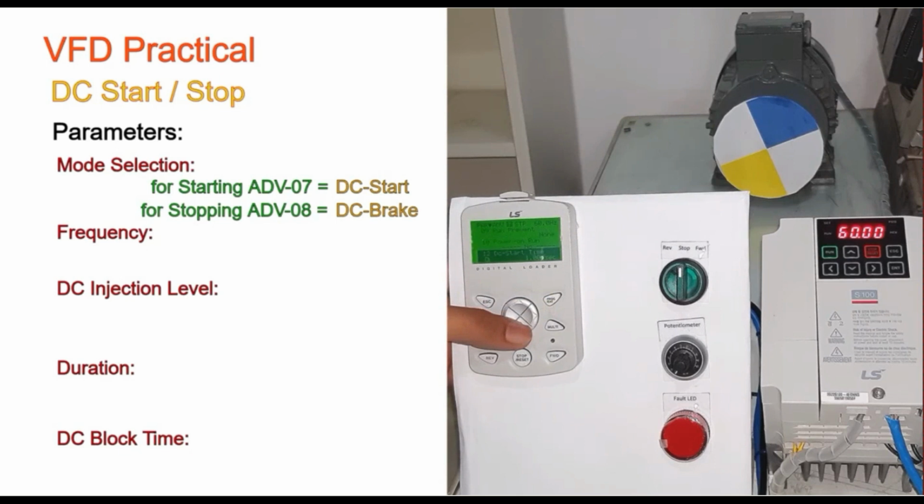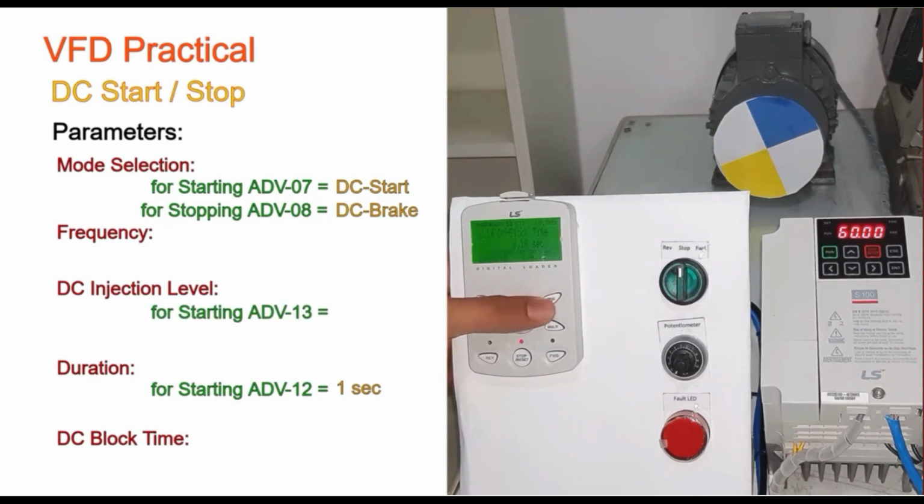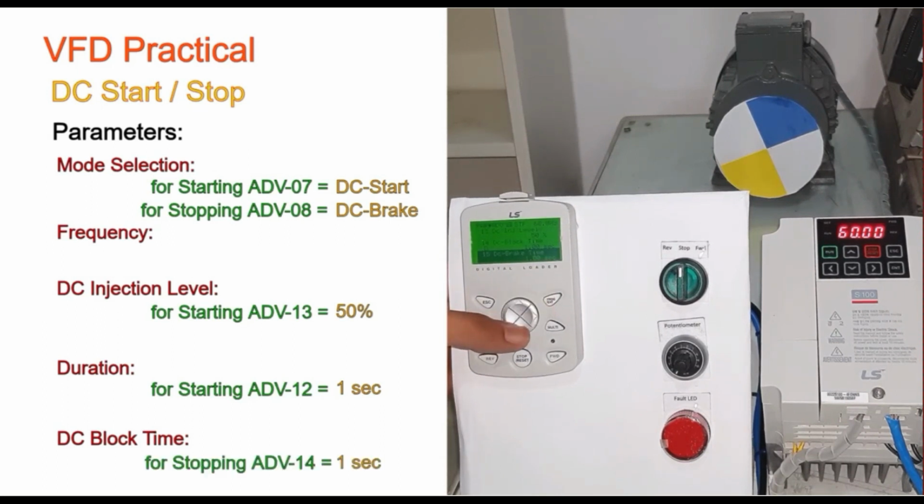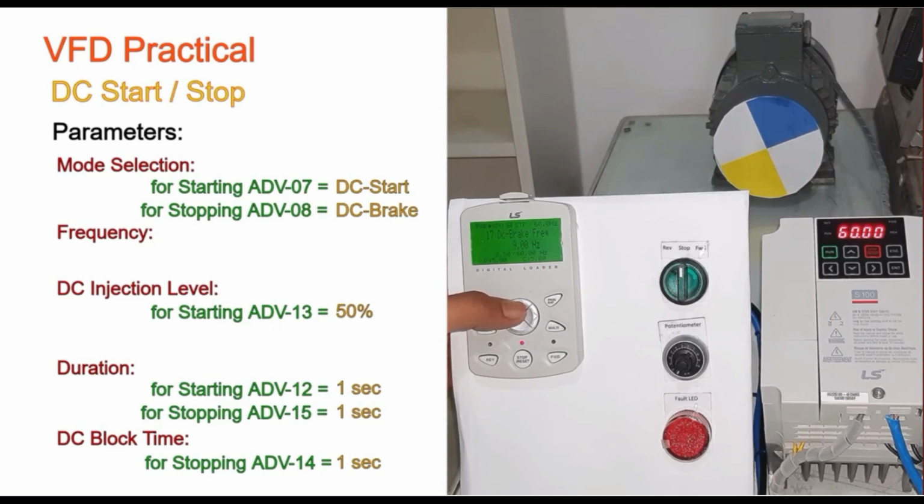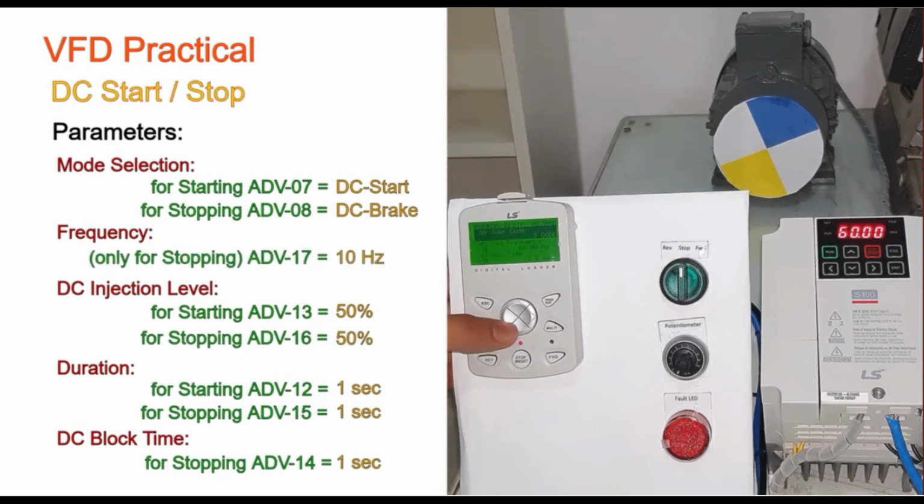Then DC start time as 1 second. DC start level I will keep 50% and DC block time I will put 1 second. I will keep DC break time the same as 1 second and DC break level the same as 50%, and DC break frequency 10 Hz.